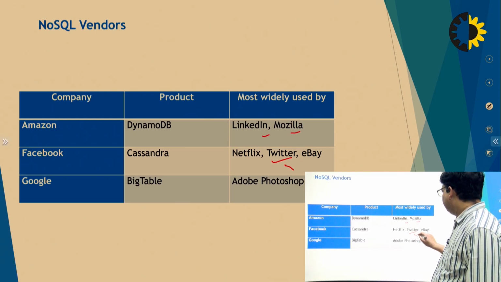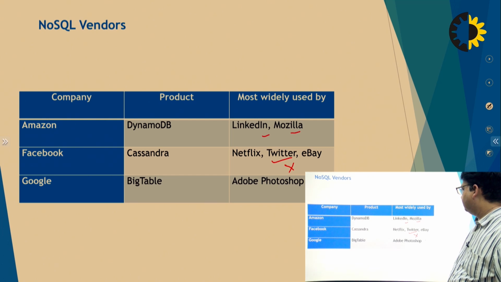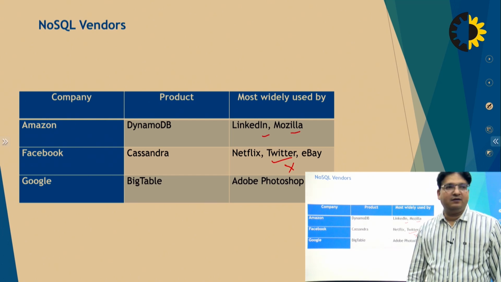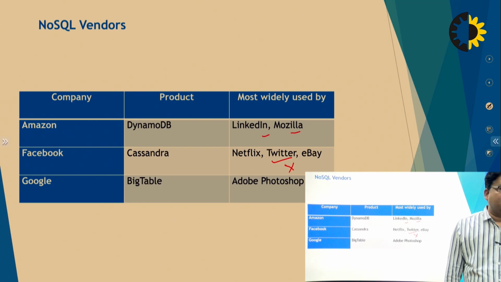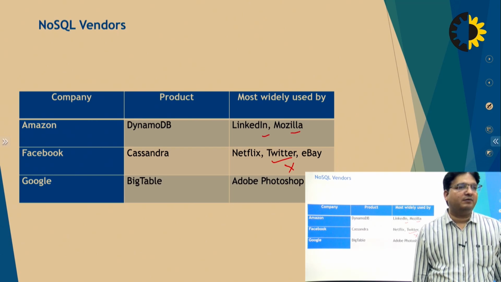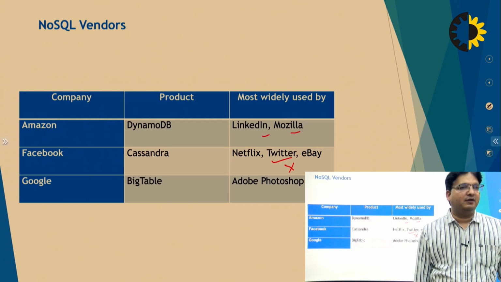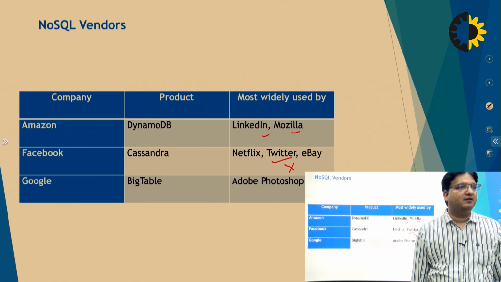Earlier we used Twitter, now we use X. So various tweets are there, so we can easily use NoSQL for that particular purpose. And eBay is a very big retail store, and that also uses Cassandra.